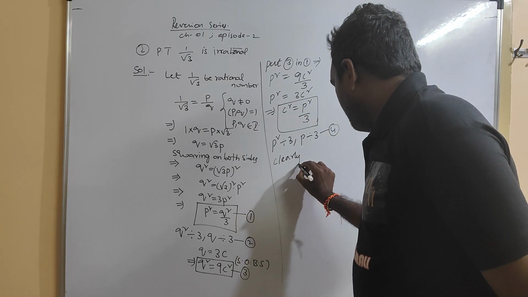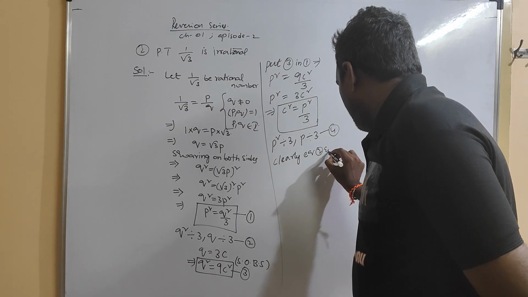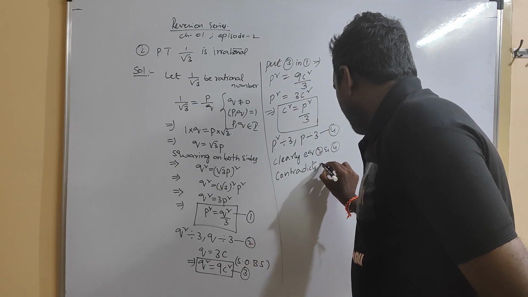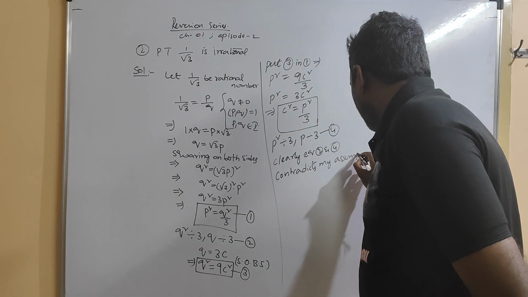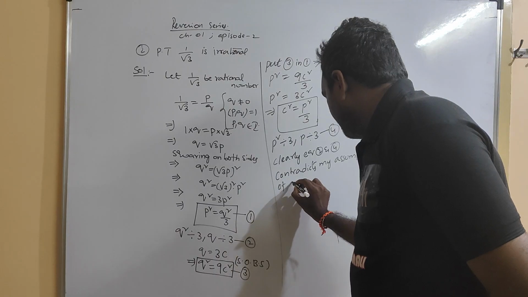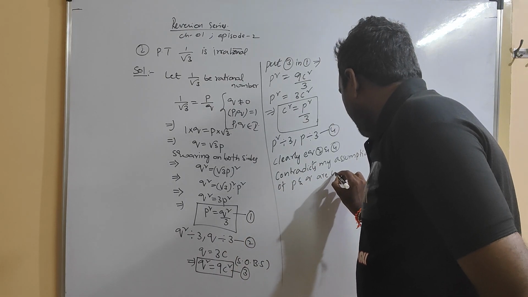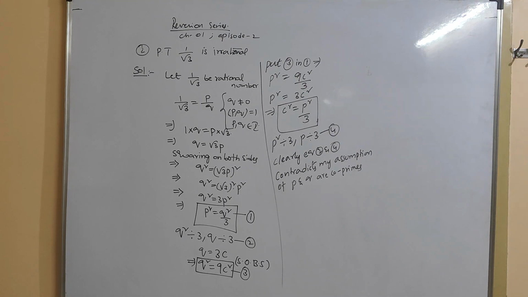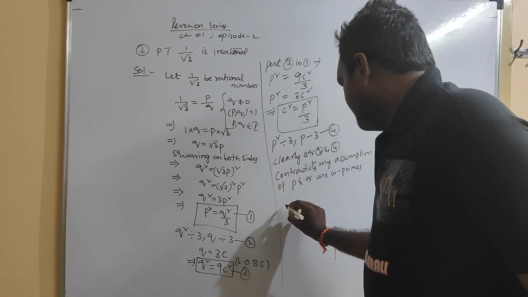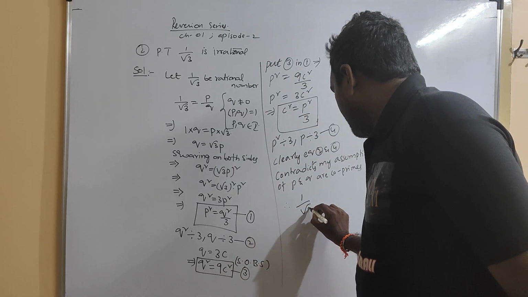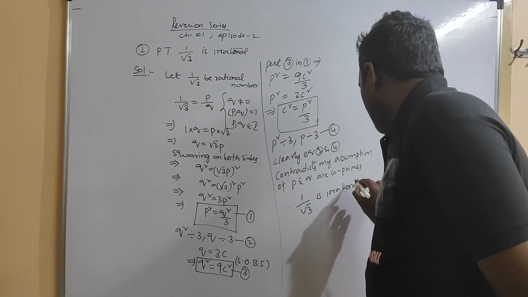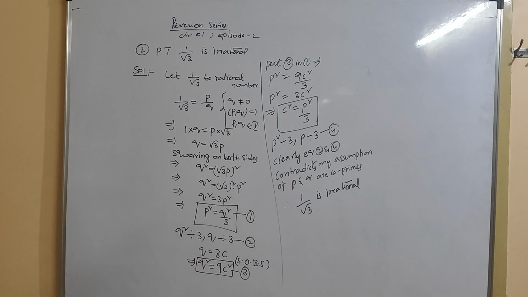Clearly, equation 2 and 4 contradict my assumption of p and q are co-primes. Therefore 1 by root 3 is irrational.